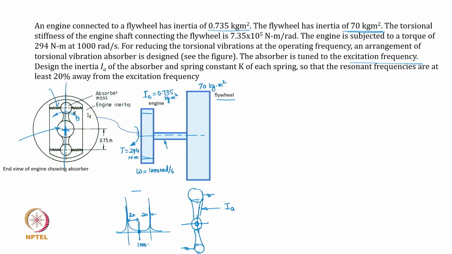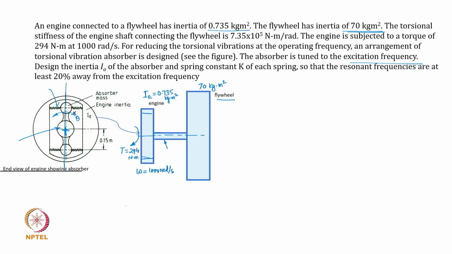Now if I try to see this particular system similar to the system that we have discussed in the previous slide, I can immediately see that this flywheel inertia is very large, too big, 10 times large. And we have seen in one of the explanations that if one stiffness is too high or one mass is too high compared to the other one, I can assume this flywheel to be almost like a rigid one.